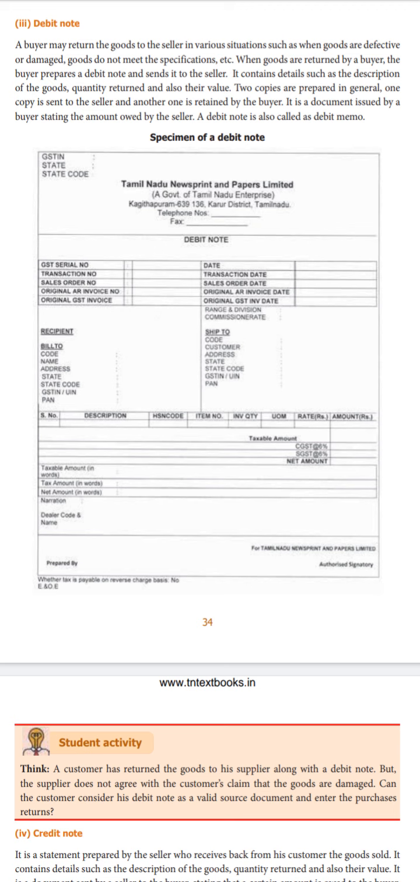So again, it is a document issued by the buyer stating that the product's quality is found to be defective, and that is why it is being sent to the seller. So this debit note is also called a debit memo. You also have a specimen of a debit note here on page 34.